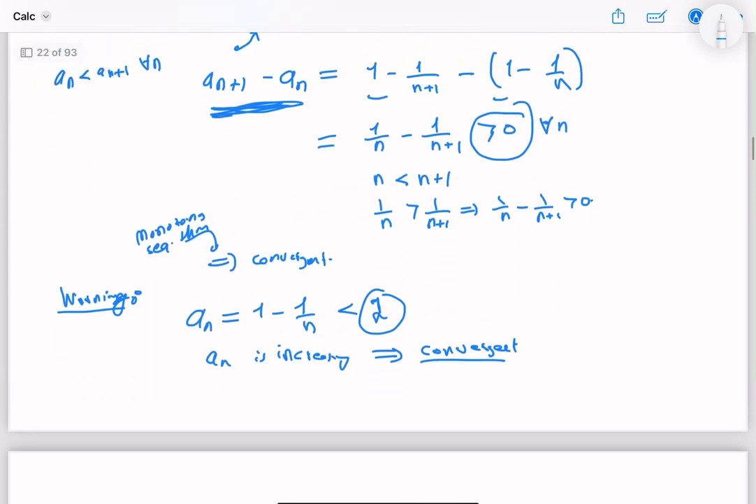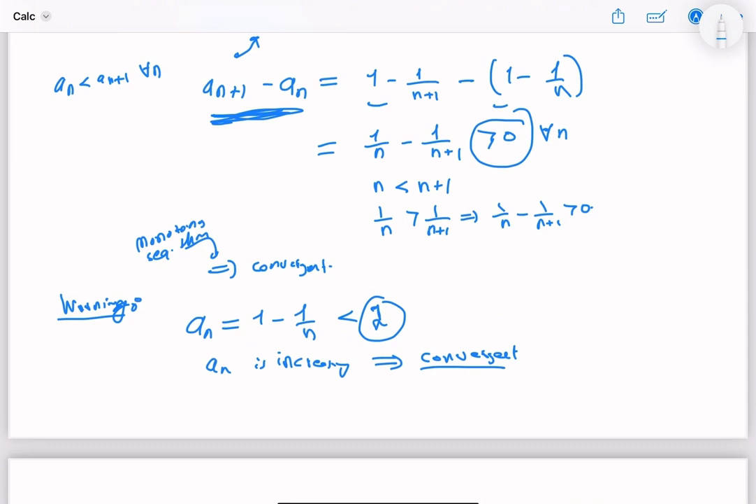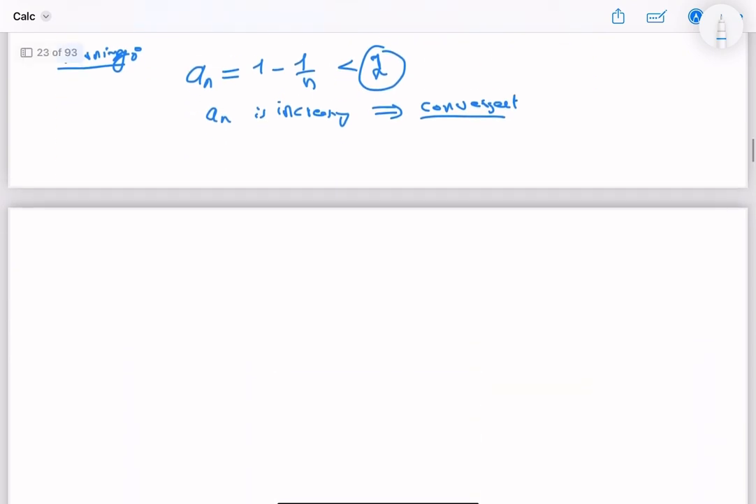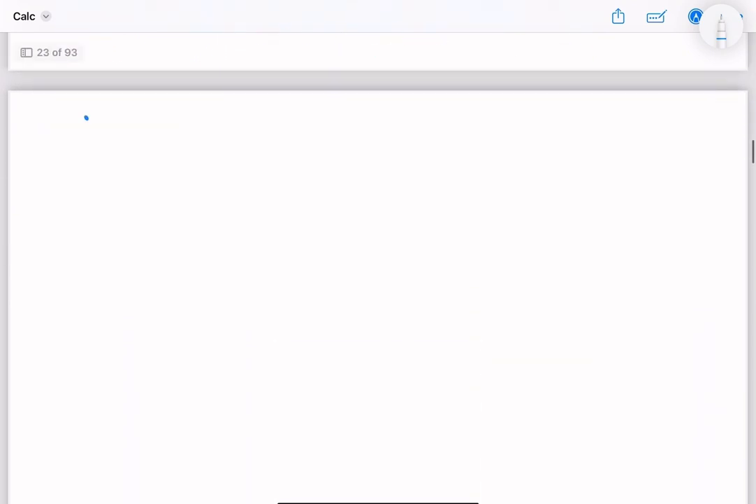So the monotone sequence theorem tells you whether or not the sequence is convergent, but it doesn't tell you what the limit is, right? This is important to keep in mind. So let us take a non-example now, and we're going to wrap up this video. So a non-example, let's take the sequence a_n equals n.